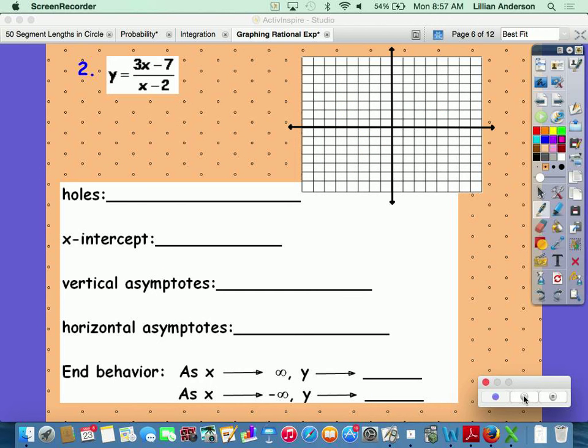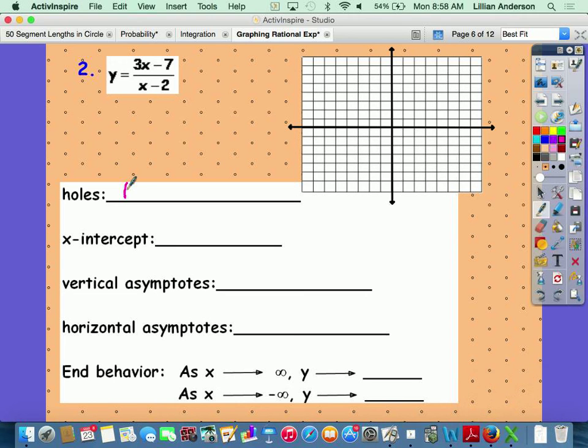We need to factor. Can we factor the top or the bottom? No. So basically, it's in its simplest form, okay? Am I canceling anything out? No. So are there any holes? No. There are no holes here because I don't cancel anything out.